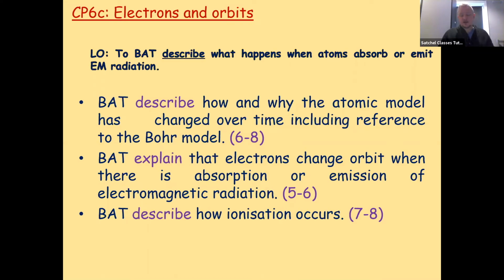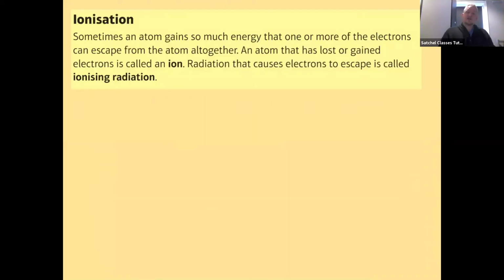Finally, describe how ionization occurs. Now, this also links back in. You'll have heard the term ionization in chemistry, and you'll have heard about ionization in biology when you're talking about cellular damage, and possibly even in your physics when you're talking about the dangers of ionizing radiation. Sometimes an atom gains so much energy that one or more of the electrons can escape from the atom altogether. An atom that has lost or gained electrons is called an ion. Radiation that causes electrons to escape then is called ionizing radiation.